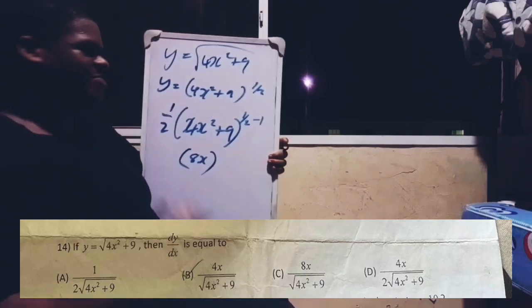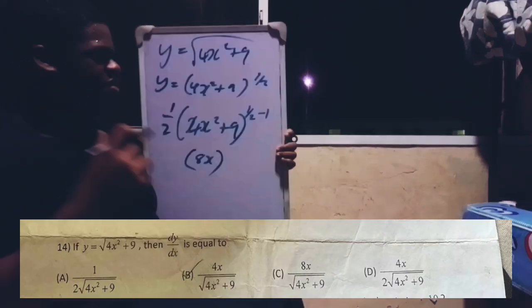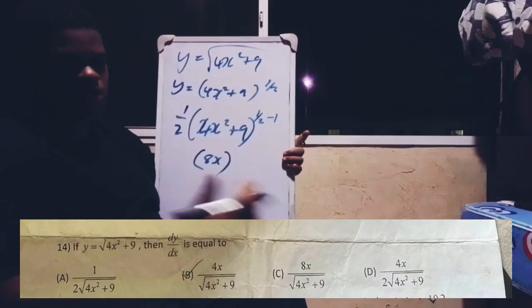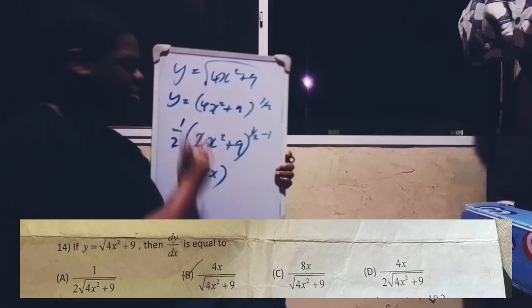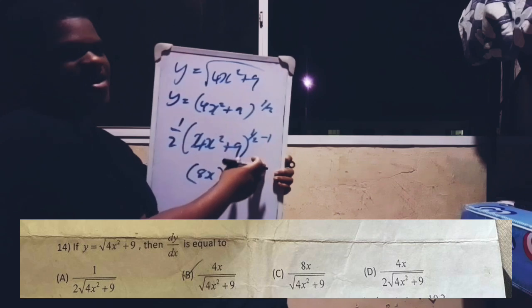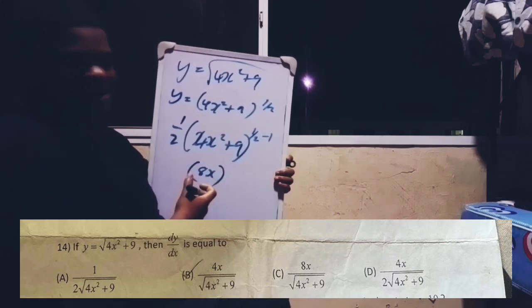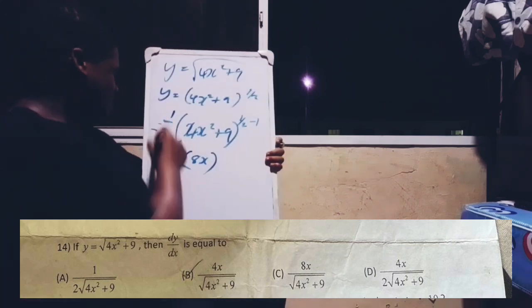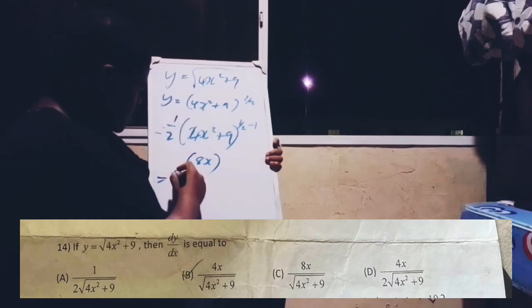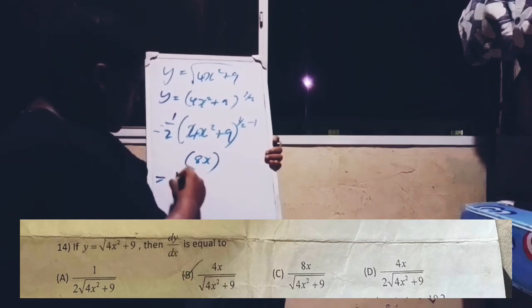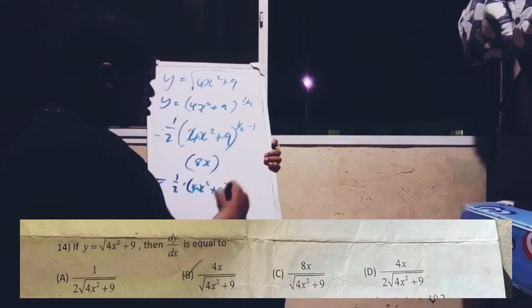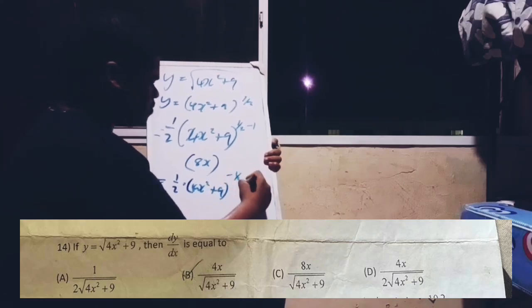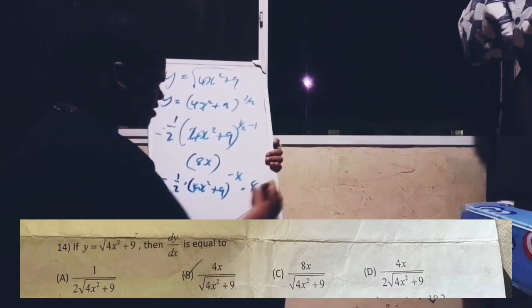So 4x squared plus 9. If you differentiate that, you're going to have 4 times 2 times x to the power of 1. That's 8x plus 0. So that's going to be 8x. So bring down the power, subtract it by 1, multiply by the derivative of what's inside. So this now is equal to 1 over 2 times 4x squared plus 9 to the power of minus 1 over 2 times 8x.